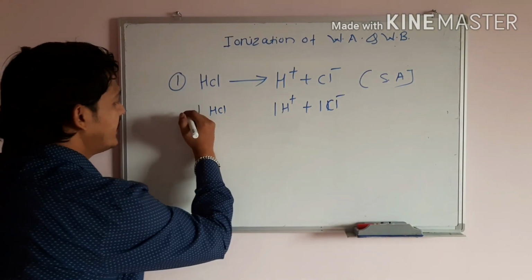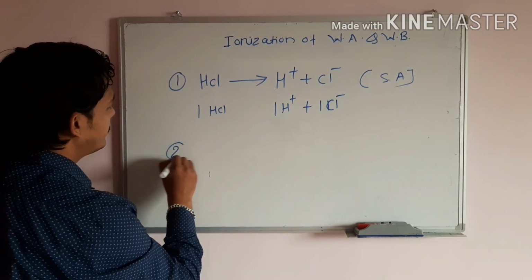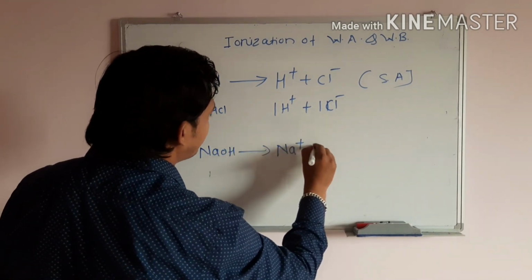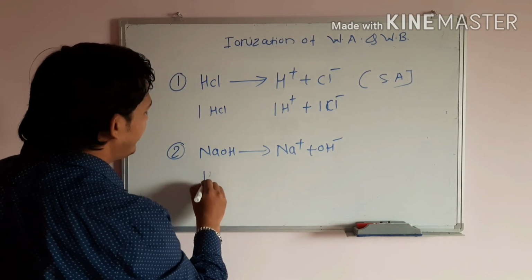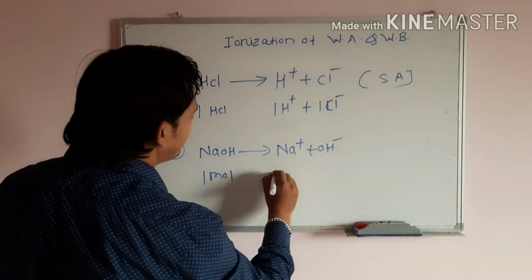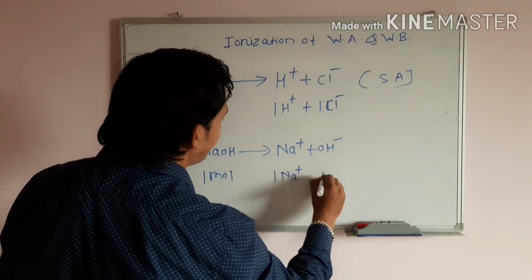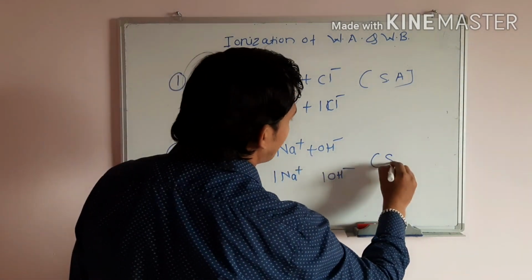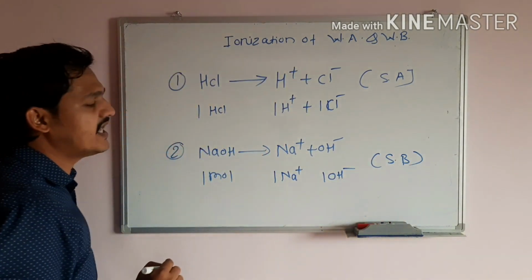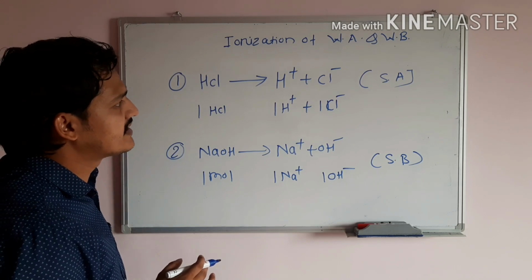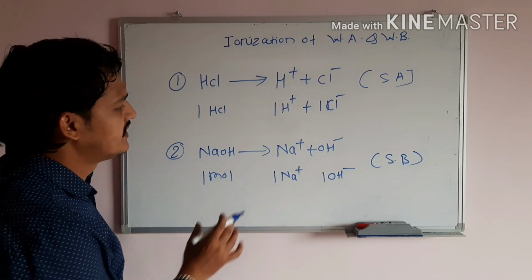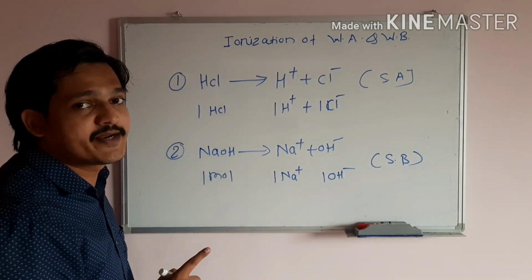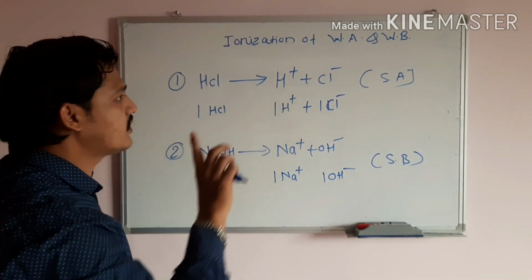Okay, in case of NaOH, point number 2, NaOH decomposes into Na plus and OH minus. If I am taking 1 mole of NaOH, then it will produce 1 mole of Na plus and 1 mole of OH minus. Okay, because it is a strong base. So the point to remember is that in case of strong electrolytes, that is strong acid and strong base, a reversible reaction is not possible. Hence, equilibrium cannot be established because these are strong electrolytes.